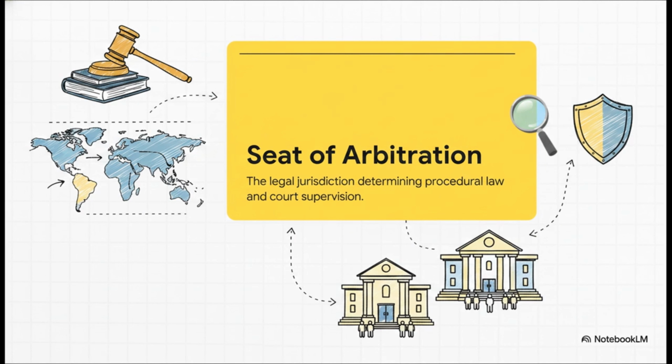The third crucial element is the seat. And real quick, do not confuse this with a physical chair. The seat actually anchors your arbitration to a specific legal home. This is an absolutely critical choice because it dictates which nation's courts have the ultimate power to supervise the arbitration, or, even worse, set aside your final award. Basically, your seat acts as your underlying legal safety net.